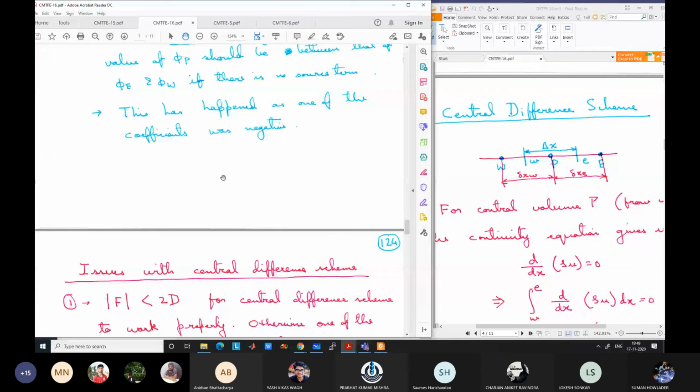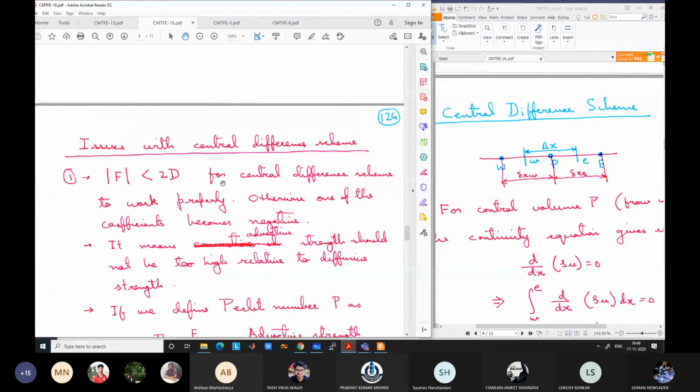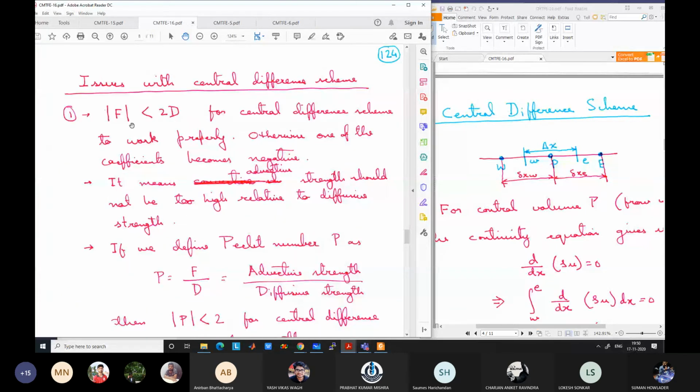So formally, I can write this as: the central difference scheme works if the mod of F, the mod of convective strength, advective strength, is less than 2 times the diffusive strength. Diffusive strength is always positive. Advective strength can be negative or positive depending on the direction. If the velocity is from west to east, it is positive. If it is from east to west, it is negative. Along the x direction, it is positive. Opposite to the x direction, it is negative. In both cases, the coefficient can become negative if it exceeds.